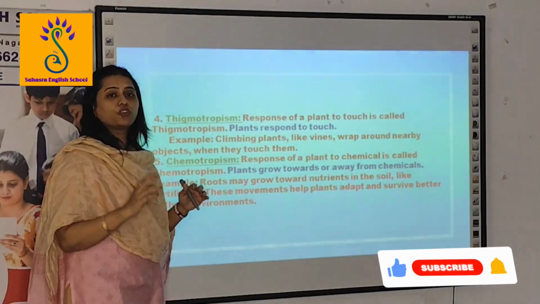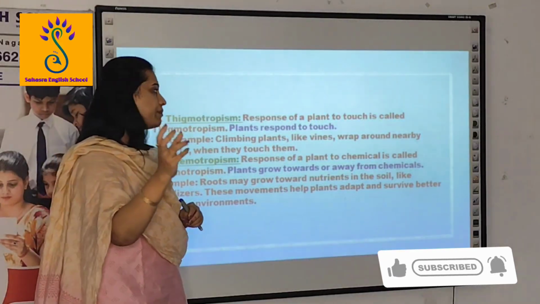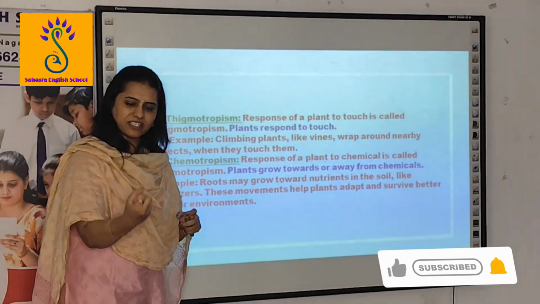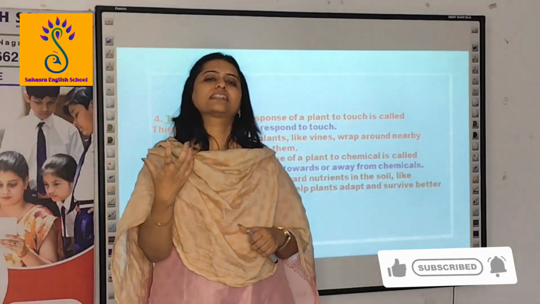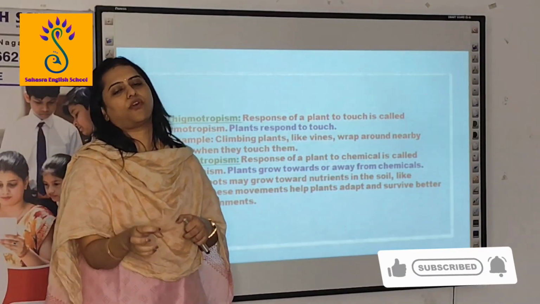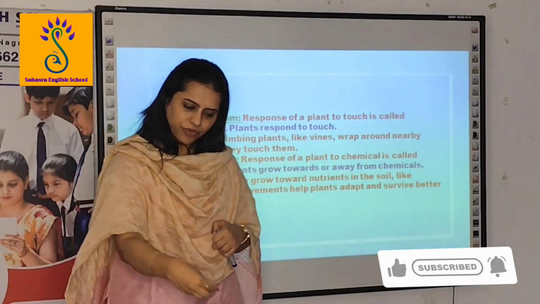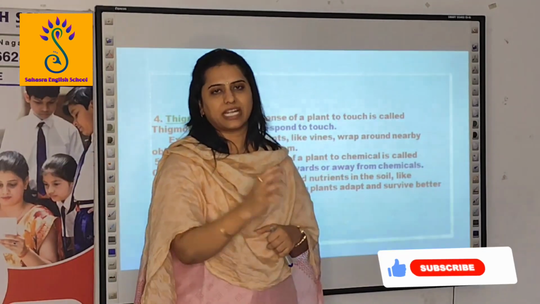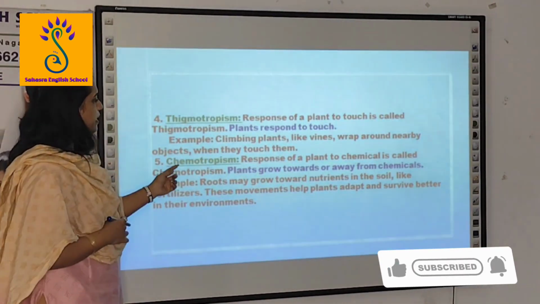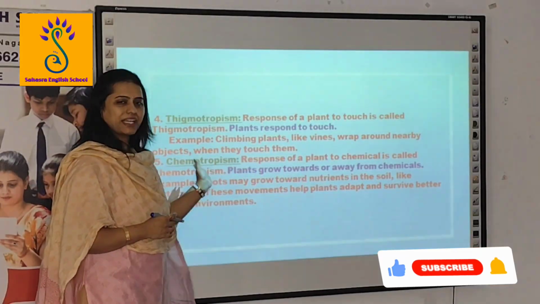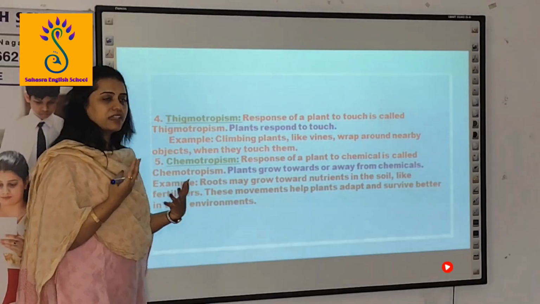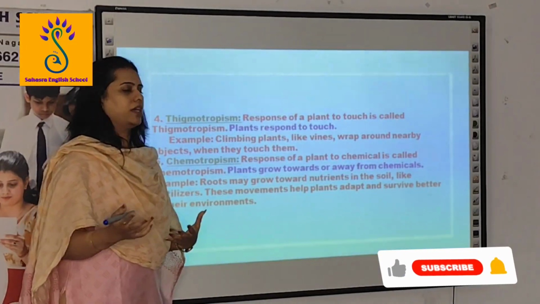Next, chemotropism. It is the response of a plant to chemicals, as the name itself says. It is called chemotropism when nutrients are insufficient. The soil doesn't have nutrients, a lack of nutrients. When nutrients are added in the form of fertilizers, the roots grow towards where the fertilizers are available. This is chemotropism. Roots may grow towards the nutrients in the soil, like towards the fertilizers, so that they can survive and adapt to the environment.